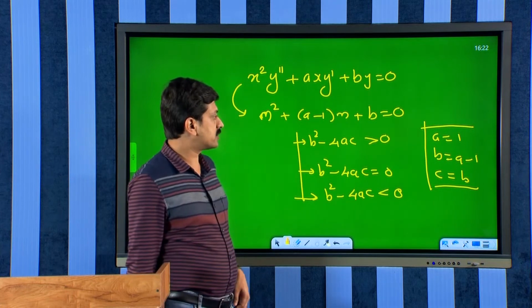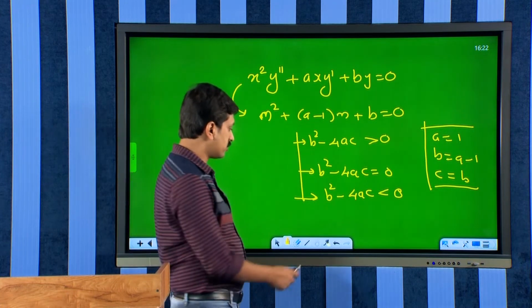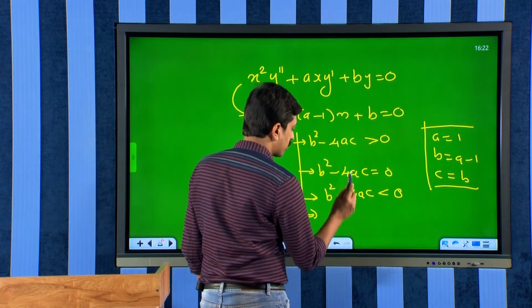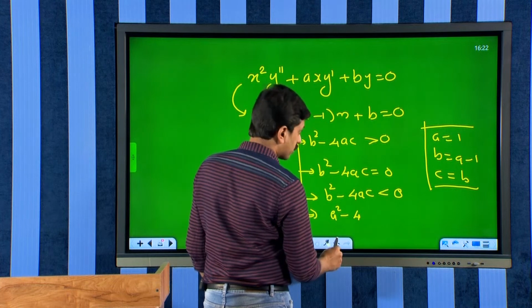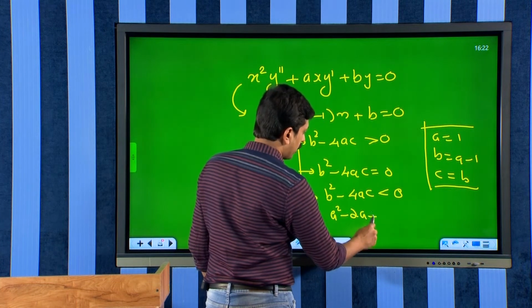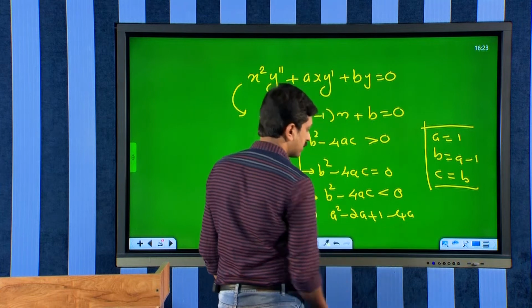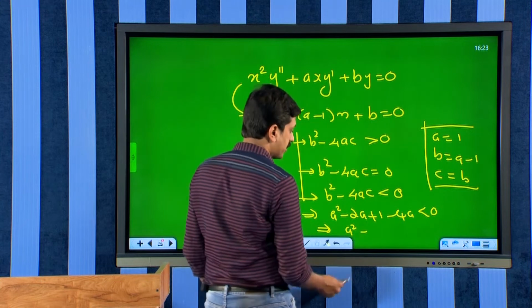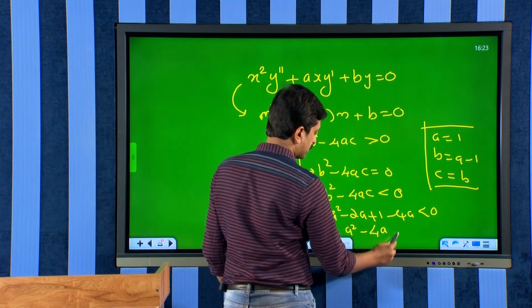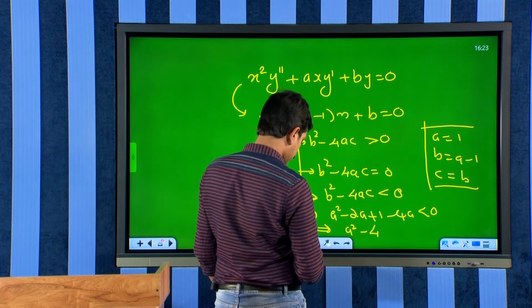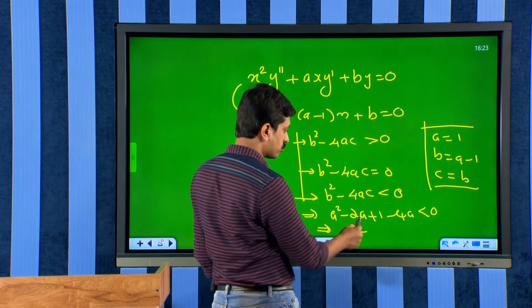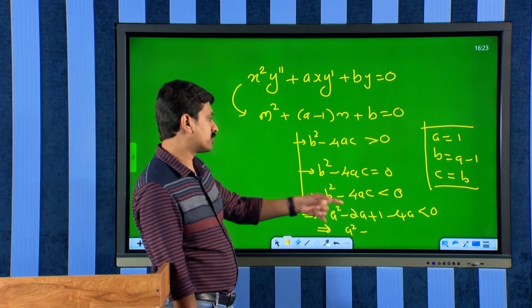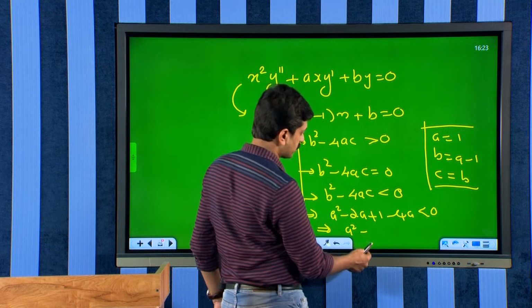b square minus 4ac is less than 0. Here b square is equal to a minus 1 whole square, that is a square minus 2a plus 1, minus 4ac.